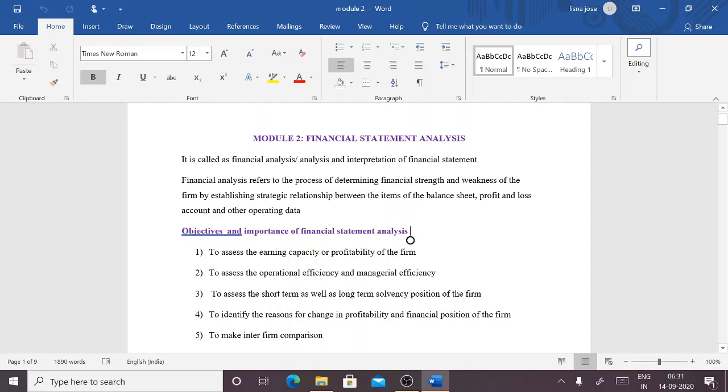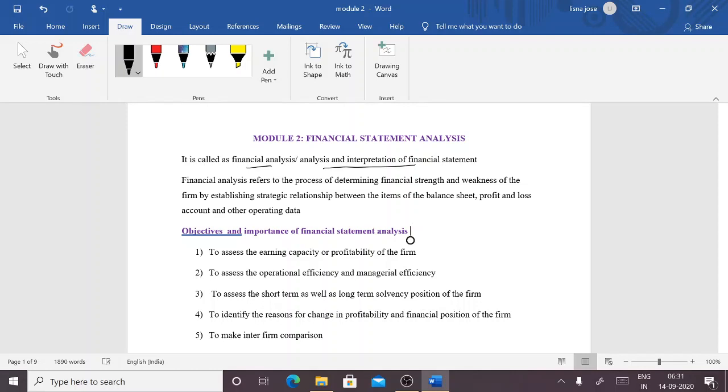Financial statement analysis is also called financial analysis or analysis and interpretation of the financial statement. It refers to the process of determining the financial strength and weakness of the firm by establishing a relationship between the items in the balance sheet and profit and loss account. So financial statements include two items, the balance sheet and the P&L account. We analyze these two statements and get some kind of interpretations or results.